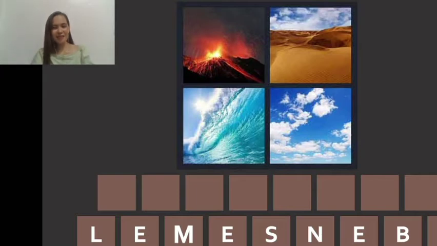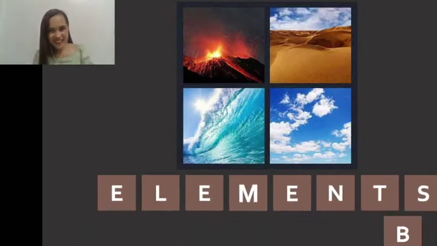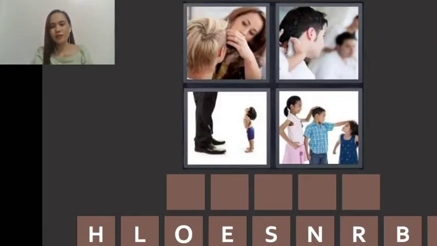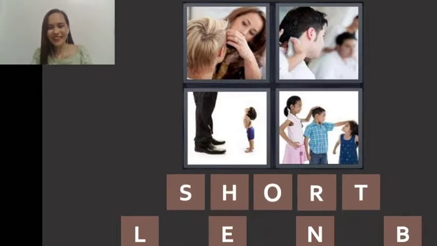Are you thinking about elements? That is correct. That's elements. Because we have the element of fire, the land, water, and the air. Good job. Next we have here, oh, it's confusing, but let's try to answer this. As the picture says, we have here some people who are short. Very good. For the picture, the word that describes it is short.